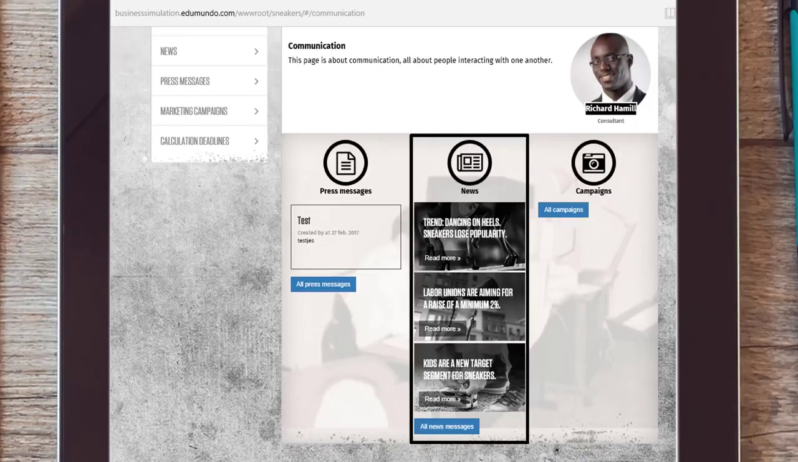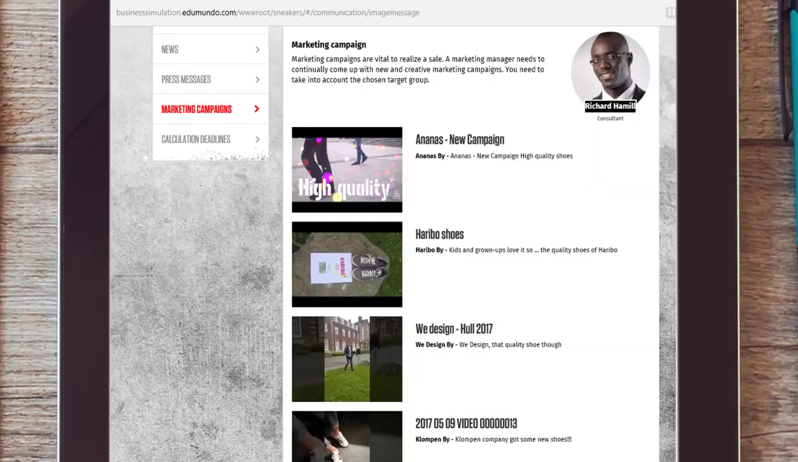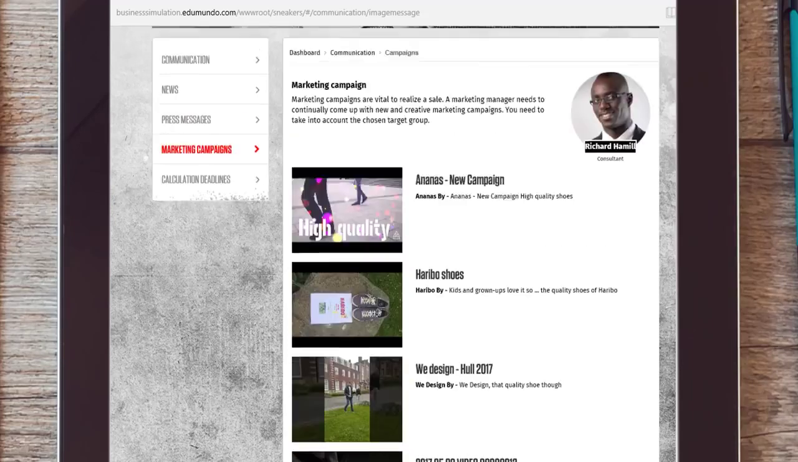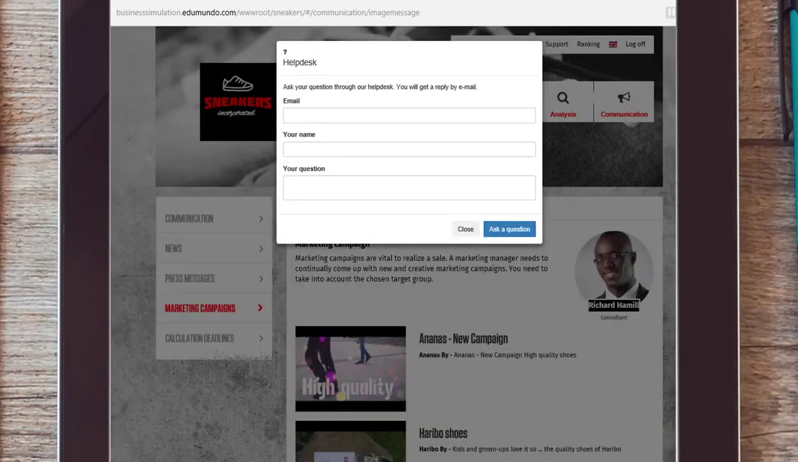The news is an important part of the simulation. Here you will find information about what is going to happen within the sneaker market. Lastly, every team can publish press messages and upload their own marketing campaigns. Although these communications components are not read by the program, they can be evaluated on a separate basis. For more support, either take a look at the other instruction videos or consult the help desk via the support button at the top of the page.